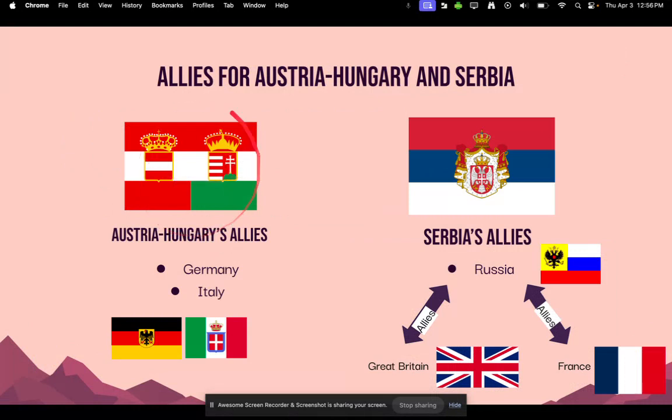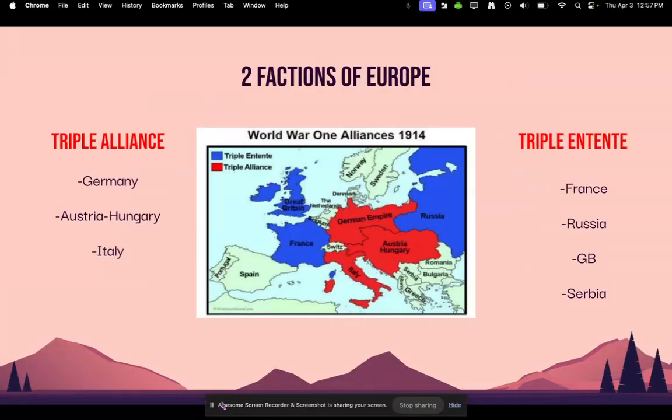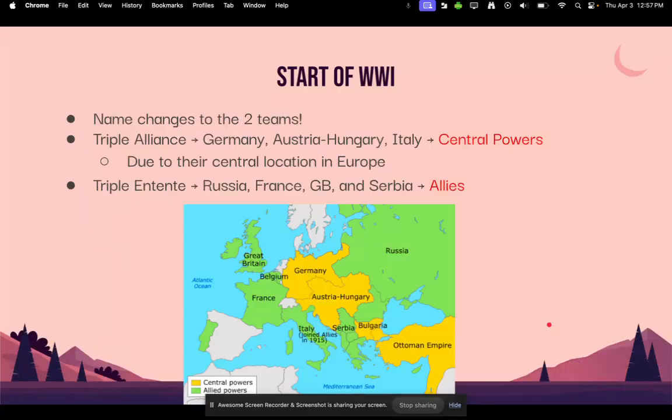So Austria-Hungary, right? They're right here. Their allies are Germany and Italy. Then we have Serbia, okay? So Serbia's allies are Russia, and Russia is also allies with France and allies with Great Britain as well. So that really creates the two factions of Europe. So we have the Triple Alliance again with Germany, Austria-Hungary, and Italy, and the Triple Entente with France, Russia, Great Britain, and Serbia. So really, the assassination of Archduke Franz Ferdinand sparks the start of World War I.